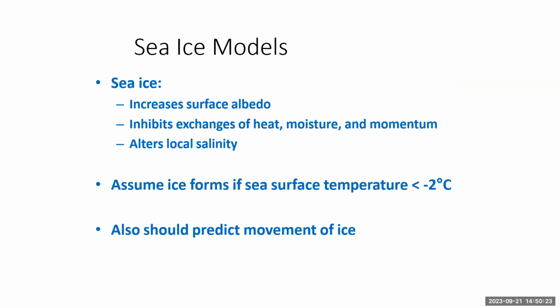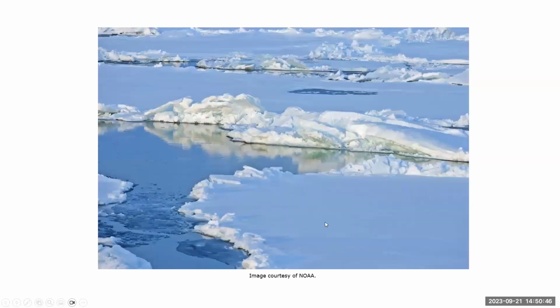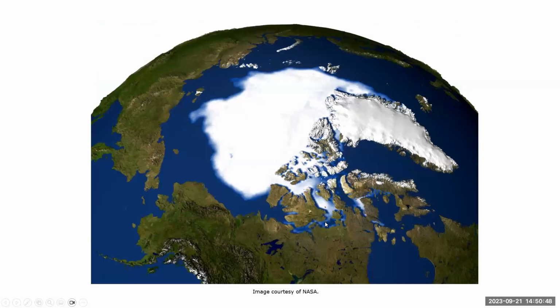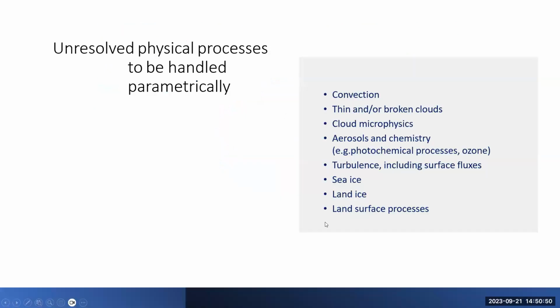Then the sea ice model. Sea ice increases surface albedo, inhibits exchanges of heat, moisture, and momentum, and alters local salinity. We assume ice forms if sea surface temperature is less than -2 degrees C, and the model should also predict movement of ice. Not physically, but in the overall simulation and numerical calculations, these are factored. Some of the visuals you see here show these conditions.